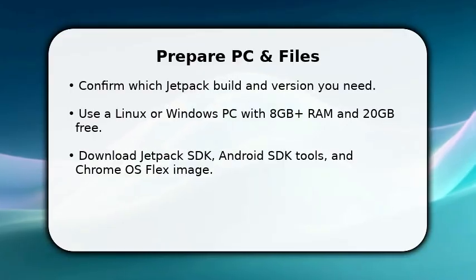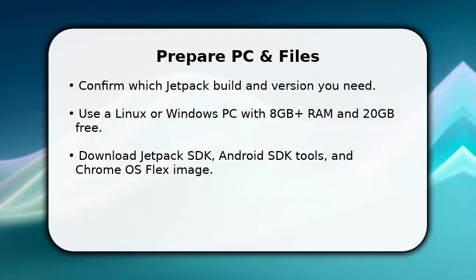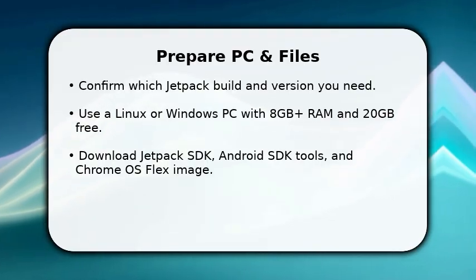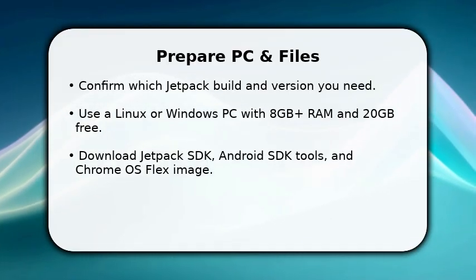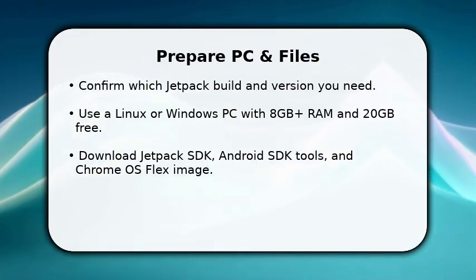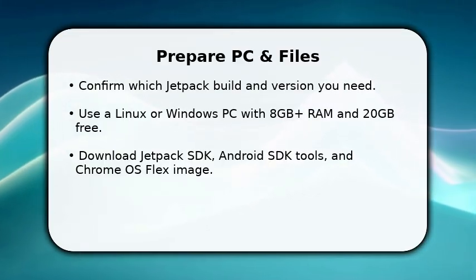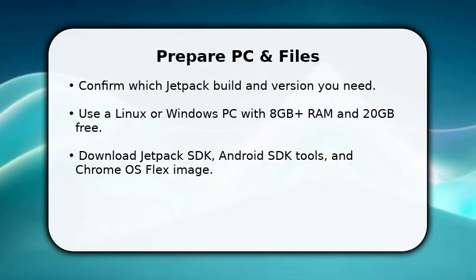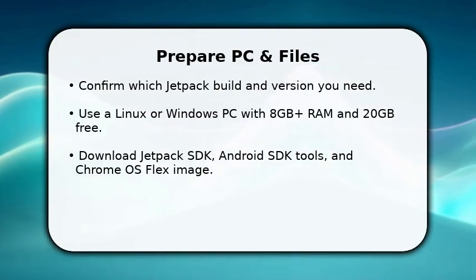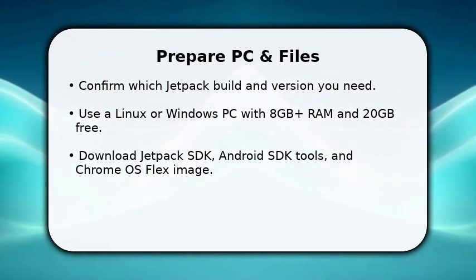You start by preparing a capable PC and gathering the exact Jetpack build you want. Install Android SDK tools and unzip the Jetpack SDK package into a simple path. Once done, verify checksums to ensure files are intact and make sure you have ADB and Fastboot available in your path. If you don't have Chrome OS hardware, set up Chrome OS Flex or a Chromium OS image now, so you can emulate the environment for signing and deployment steps.